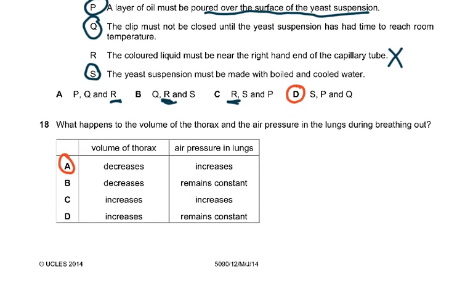Then coming on to question number 18, what happens to the volume of the thorax and the air pressure in the lungs during breathing out? Volume of the thorax will decrease and air pressure in the lungs will increase. That's why air would be moving out of the lungs during breathing out, during exhaling.